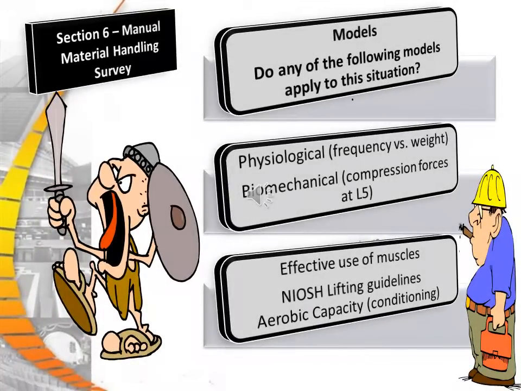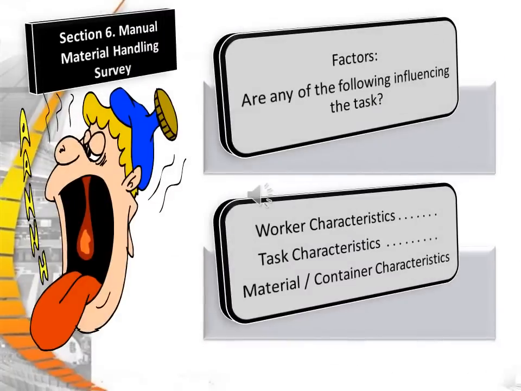Do any of the following models apply to this situation? Frequency versus weight is a physiological model. Biomechanical, compressive forces on the L5-S1 disc. Is there effective use of your muscles? Are the NIOSH lifting guidelines being followed? Is your aerobic capacity being reached, or your conditioning? Are any of the following factors influencing the task? Worker characteristics, task characteristics, material or container characteristics.